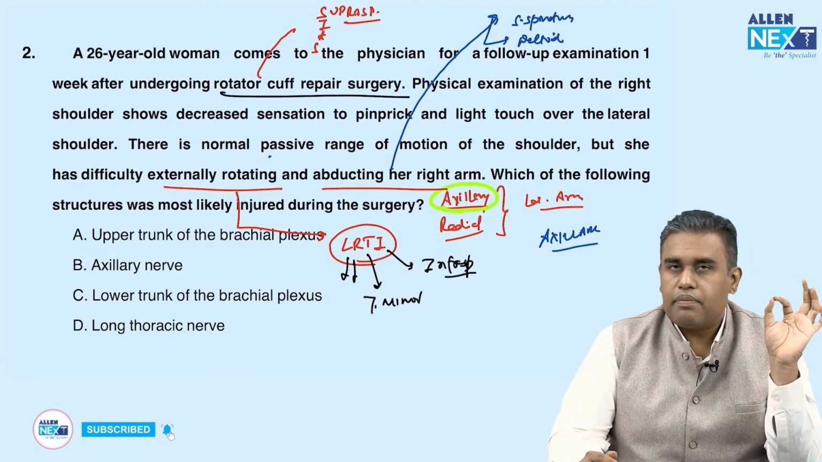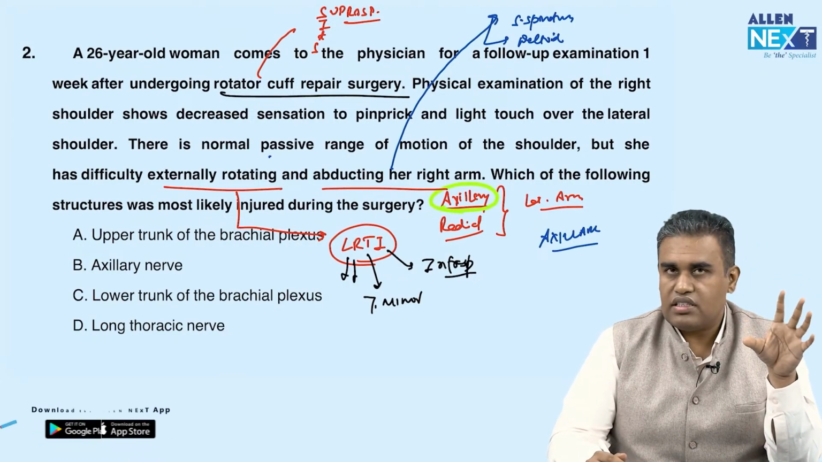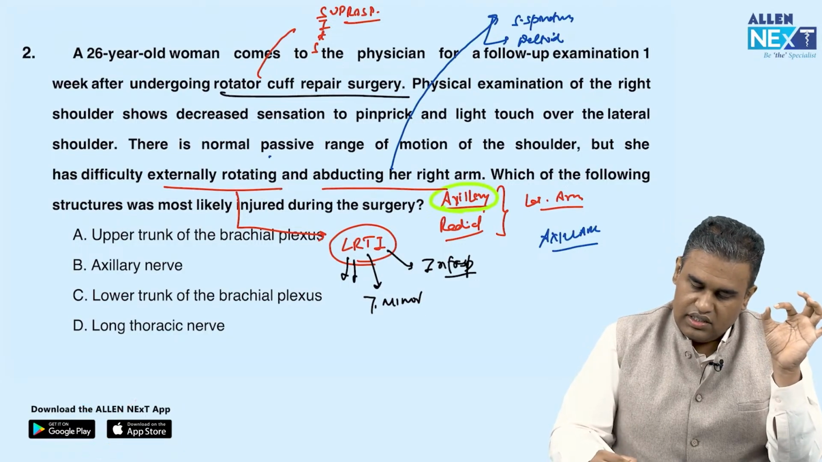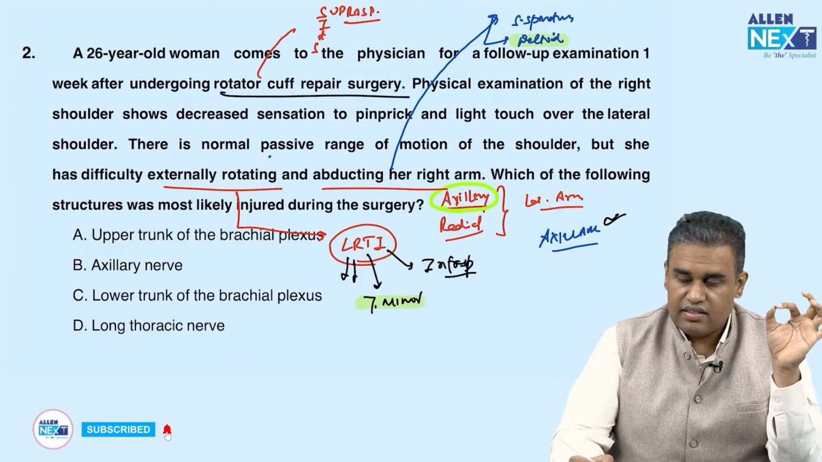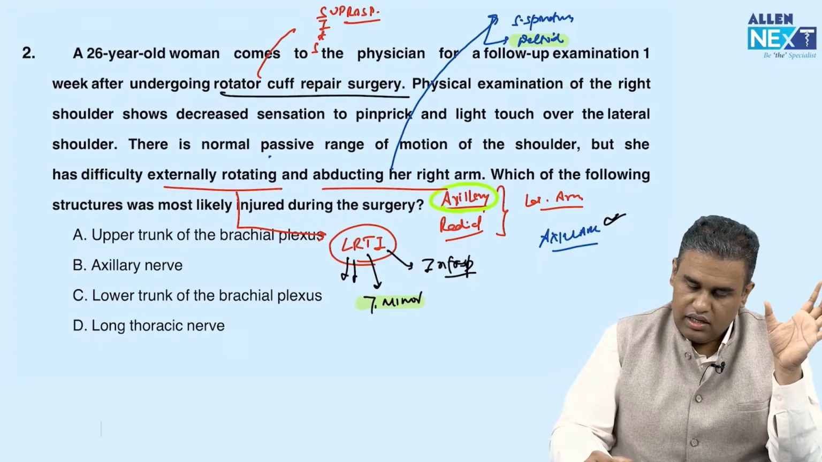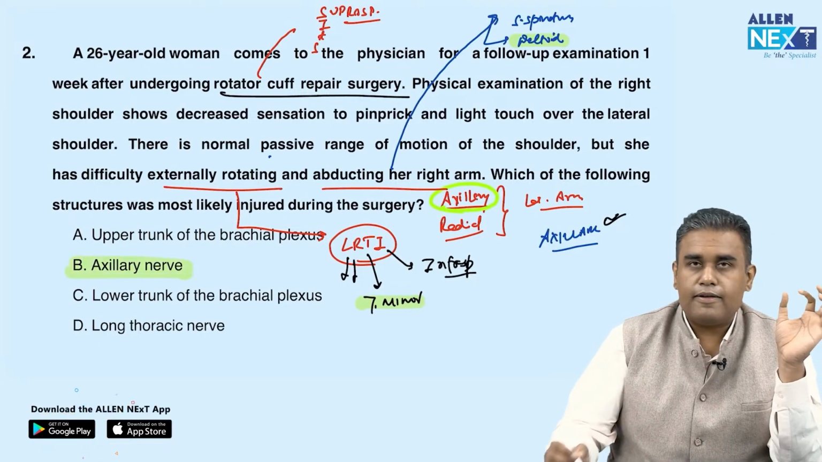If you look at the muscles, what is weakened is lateral rotation and abduction. For lateral rotation, we have teres minor; for abduction, we have deltoid. Both of them are again supplied by the axillary nerve. Therefore, the answer is 100% over here: the axillary nerve, option number B.